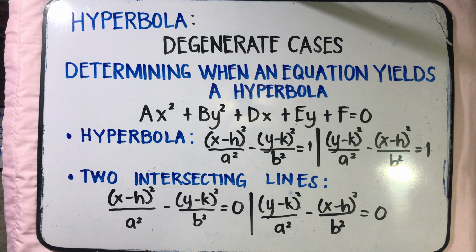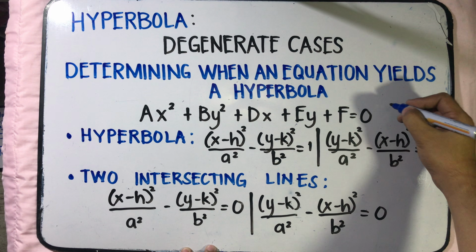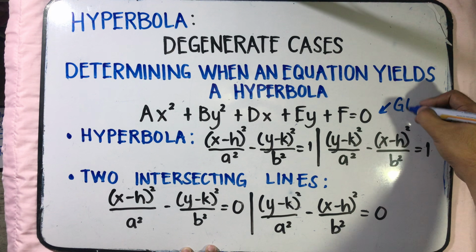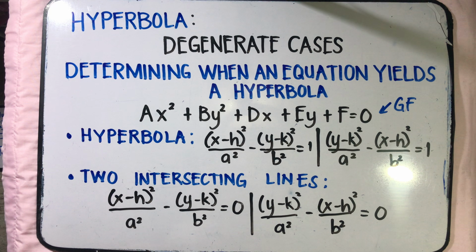So how about for the hyperbola? What will be the degenerate cases if we are given an equation of the hyperbola? But before we discuss its degenerate cases, let us first determine when an equation yields a hyperbola. So we have here the general equation of the hyperbola. This is our general form for the hyperbola.